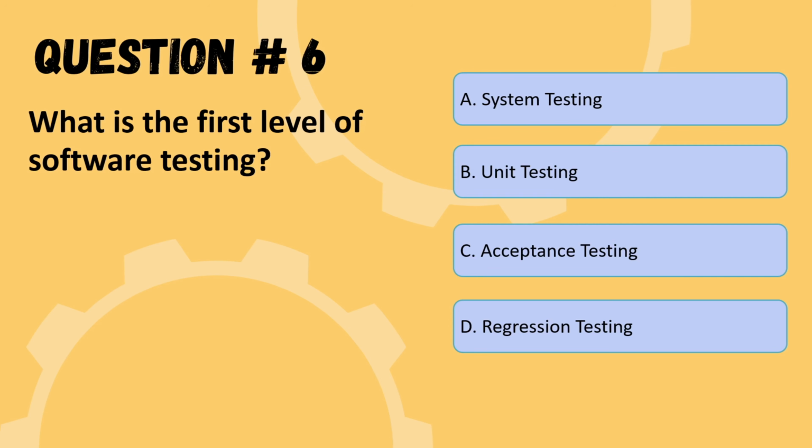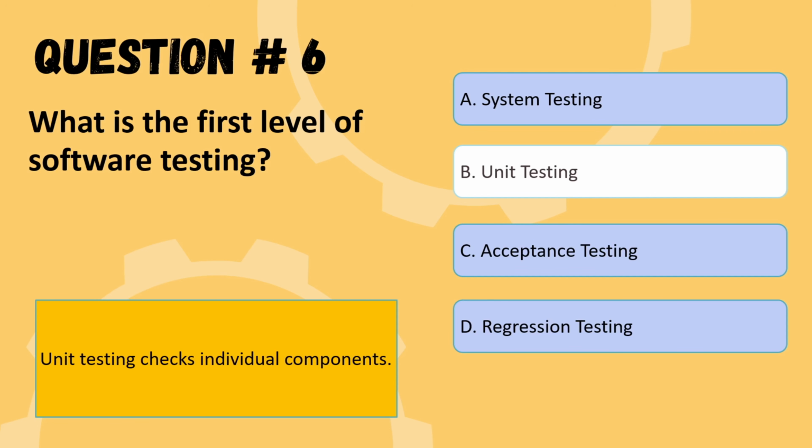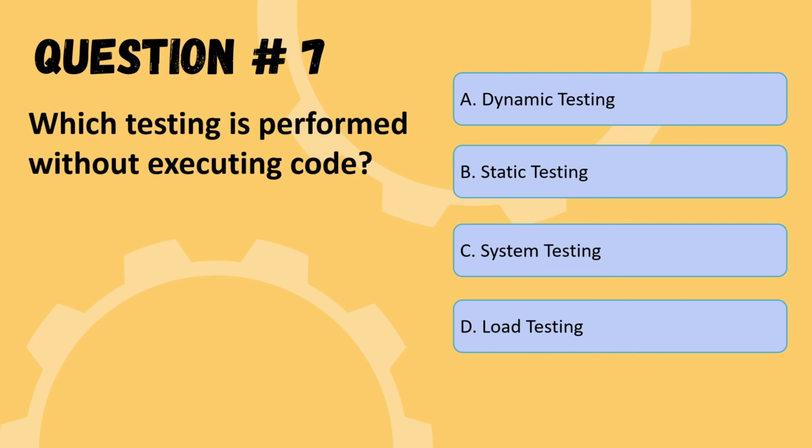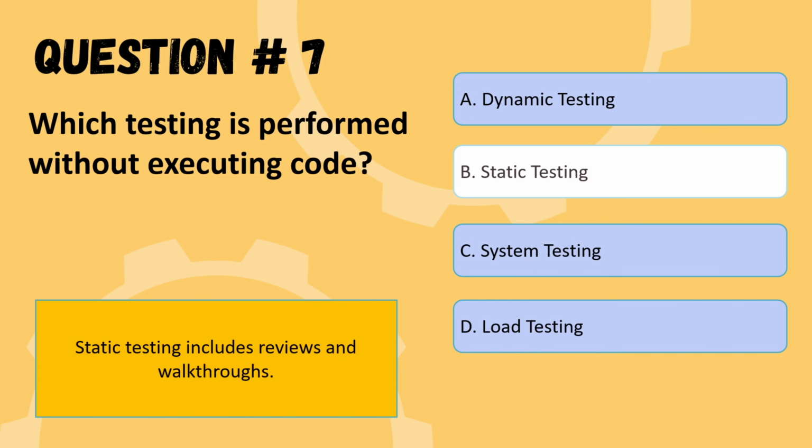Next question is, what is the first level of software testing? System testing, unit testing, acceptance testing, or regression testing? So the correct option is unit testing, the first level of software testing. So we are moving to the next question. Next question is, which testing is performed without execution of code? Options are dynamic testing, static testing, system testing, or load testing. So the correct option is static testing, which is performed without execution of code. So we are moving to the next question.